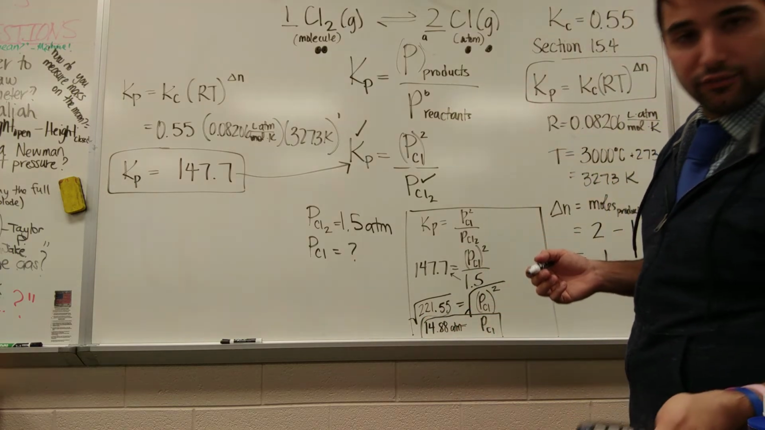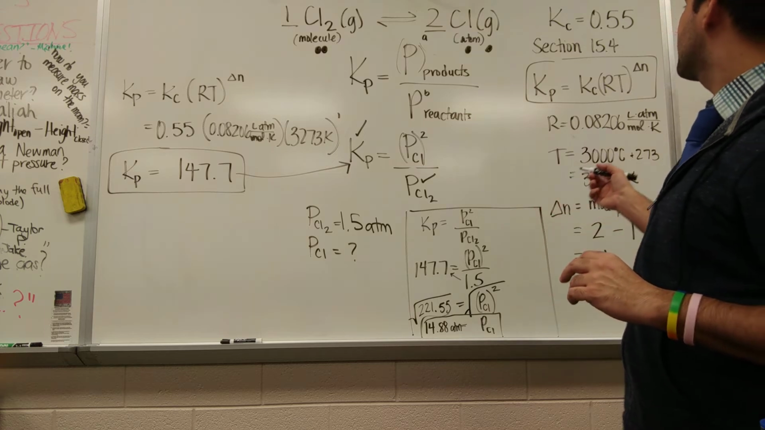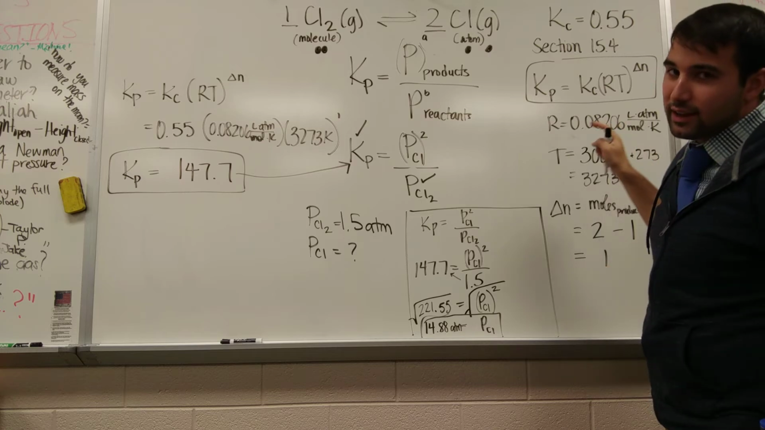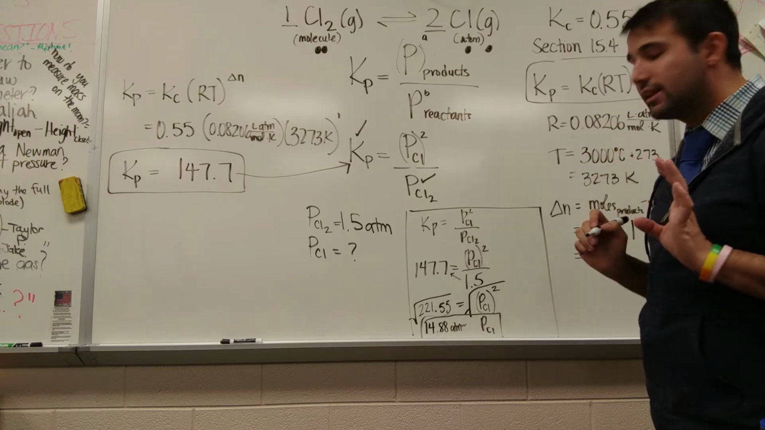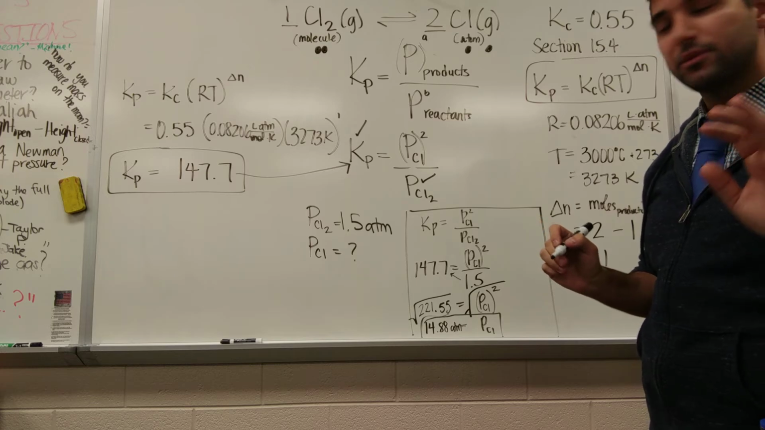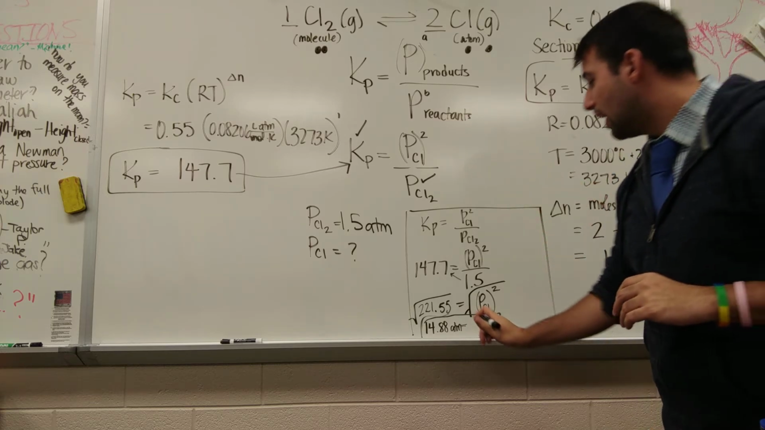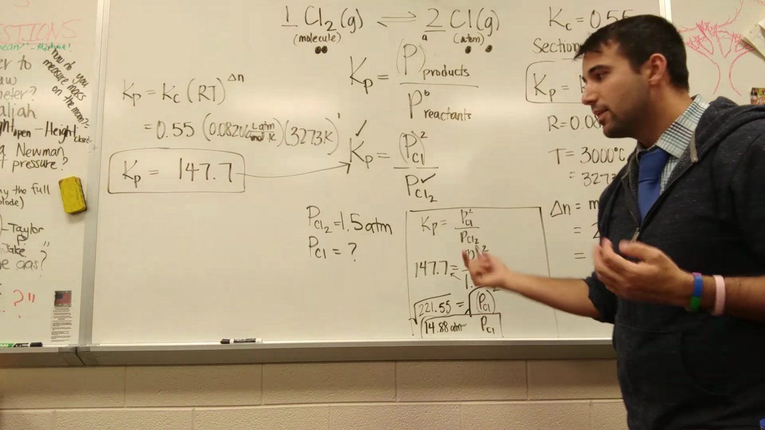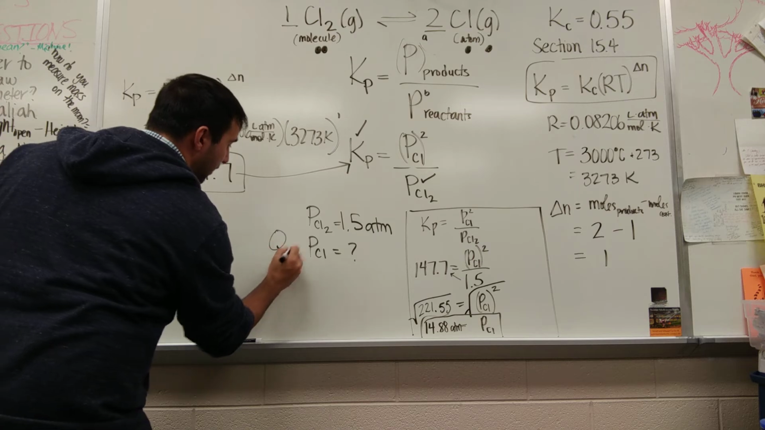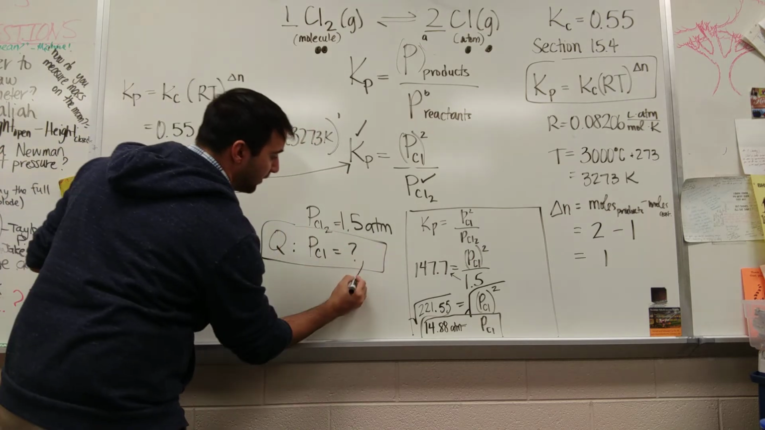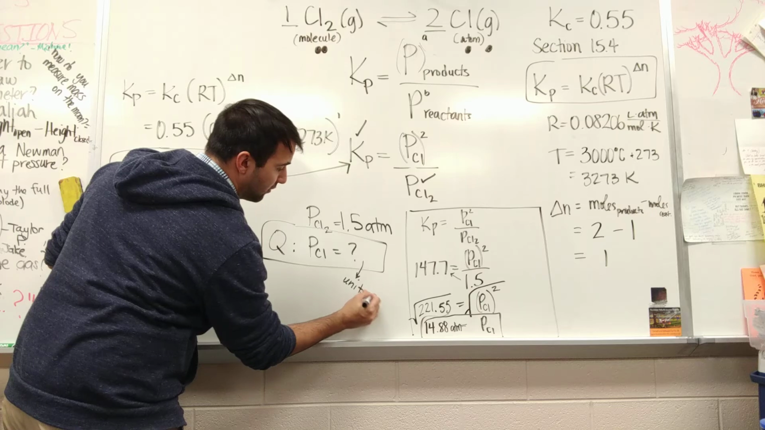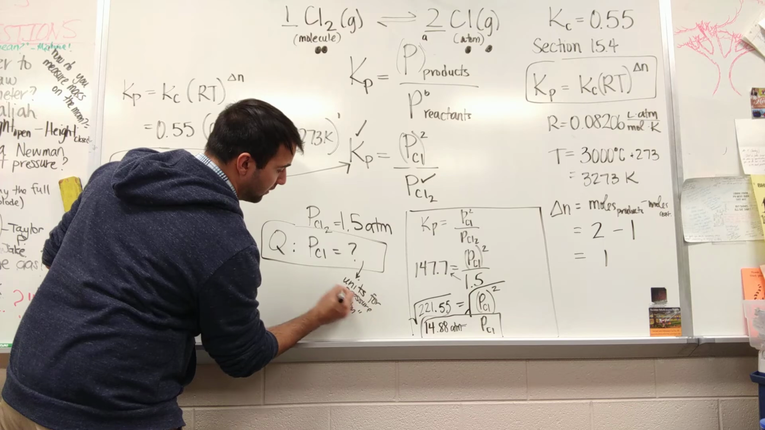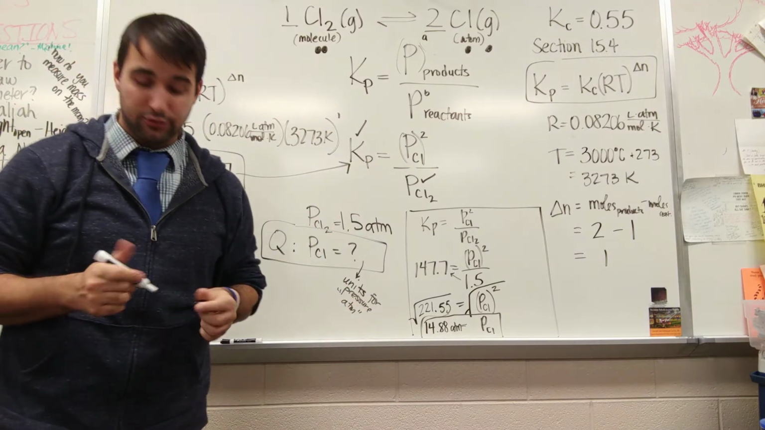Now, it's not in the correct sig figs. If I want to have the correct sig figs, I was given 0.55 and 3,000 degrees Celsius. Technically, I should have one sig fig, so I might just be at 20 atmospheres. But without sig figs, I'm going to say my answer is 14.88 atmospheres. Now, I put the units back, but the question is asking for the partial pressure of chlorine. And my units for pressure need to be atmospheres for these type of calculations.